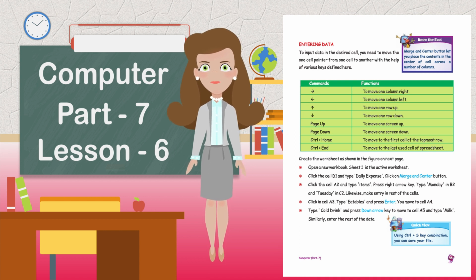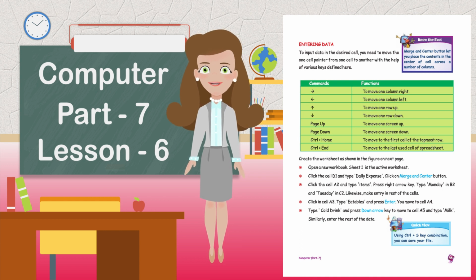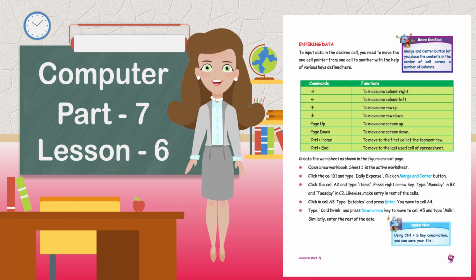Command, Page Up, function to move one screen up. Page Down, move one screen down. Control plus Home, move to the first cell of the topmost row. Control plus End, move to the last used cell of the spreadsheet.